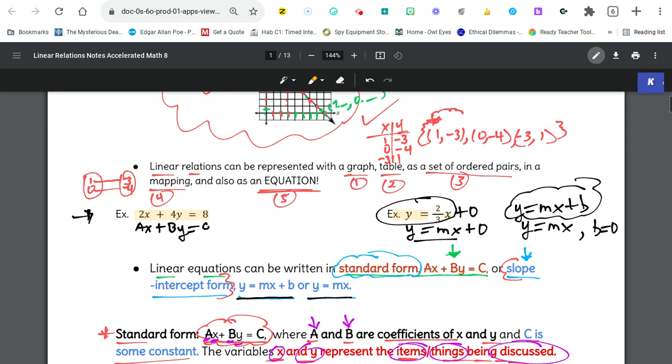All right, now somebody's going to say, well, if I have something that looks a little different. So if you have this equation, guys, I'm going to write this down. Suppose you have 3y equals, I don't know, we'll say 6x plus 9.